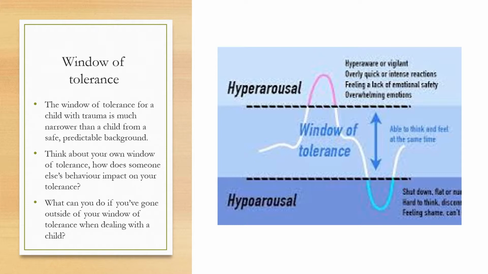If you are not within your window, you are not going to be a safe, predictable and calm person to be able to help regulate that child. So you're dysregulated, you're not going to be able to co-regulate with them. So what can you do if you've gone outside of your window of tolerance when you're dealing with a child?